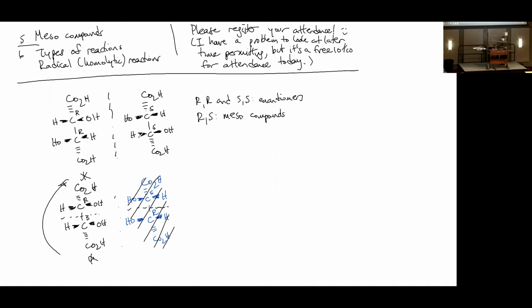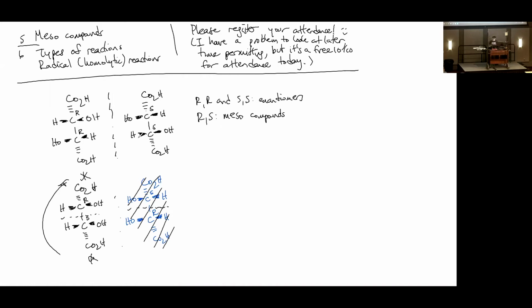Yes? I'm sorry? Well, remember, the question is, is there a contradiction with 2 to the n? Does that not apply? Answer is no. Remember, we said 2 to the n is the maximum possible number of stereoisomers, not the number, the maximum possible number. So the maximum is four. Here we have only three. So it's not a contradiction.